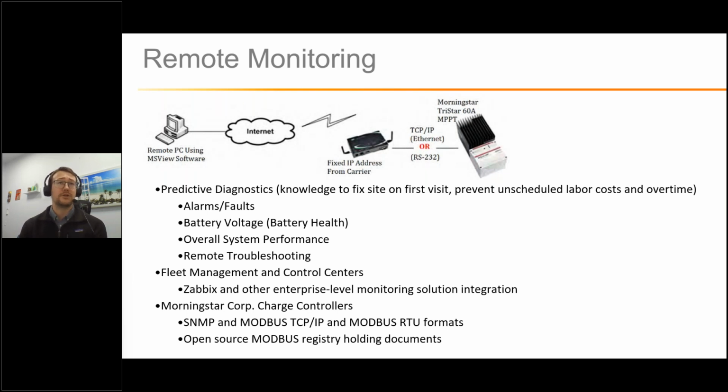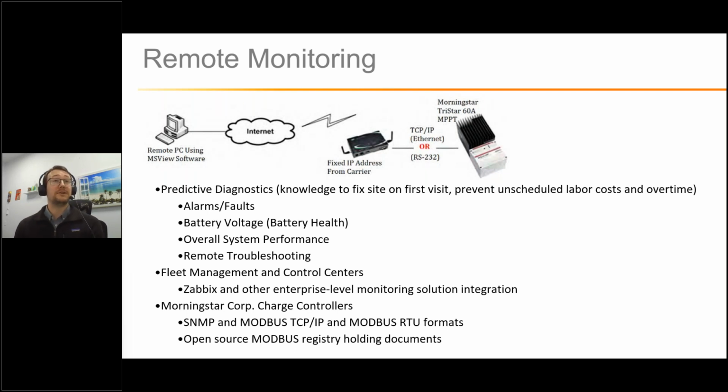That could be any one of the national telcos, Verizon, AT&T, or it could be more industrial focused data providers that do lower data package plans and are primarily focused on machine-to-machine communication. Some of the major reasons that we wish to remotely monitor solar systems are, of course, to get visibility on alarms and faults as soon as they happen. The big one, of course, is monitoring battery voltage, which really is battery health in a lot of ways, as well as the overall system performance. Is it performing as designed? Is it having issues? And of course, remote troubleshooting.